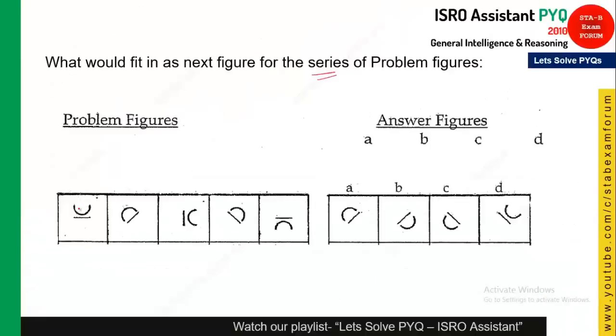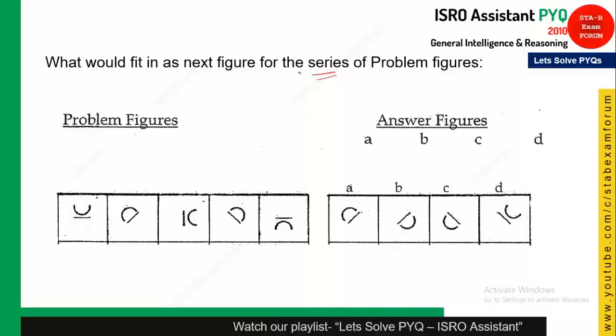Let's see the next question. It is from the non-verbal category again, and the pattern is like a series. The problem figure states there are two figures: one is a horizontal line and one is a semicircle. This line is rotating in anti-clockwise direction, so in the next figure it should come like this. And this semicircle is reversing every time. Now it is open with respect to this line, now it should close. So option B should be the correct answer.